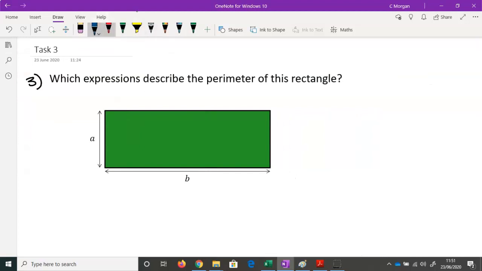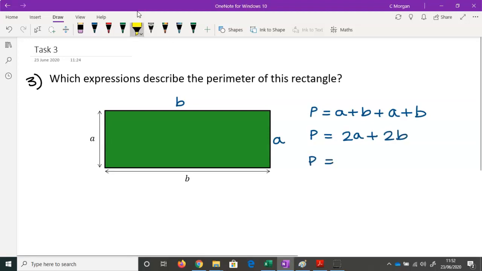So I'd like you to write down an expression, or as many expressions as you can, to describe the perimeter of this rectangle. Okay, I know that the opposite side of B is B and the opposite side of A is A. So I could write down the perimeter as A add B add A add B. I could also write that as 2 lots of A add 2 lots of B.